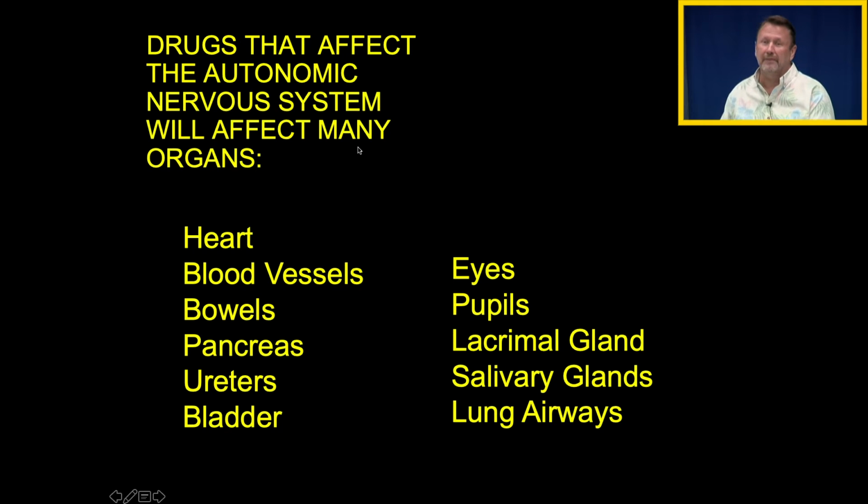Now, I use the term interfere loosely. Every time we use these systems, we use them to improve our patient's outcome. But sometimes we need things to go one direction, sometimes we need them to go the opposite direction. But the point I'm really trying to make is this right here. Drugs that affect the autonomic nervous system will affect the heart, blood vessels, bowels, pancreas, ureter, bladder, eyes, pupil, lacrimal gland, salivary gland, and lung airways all at the same time.